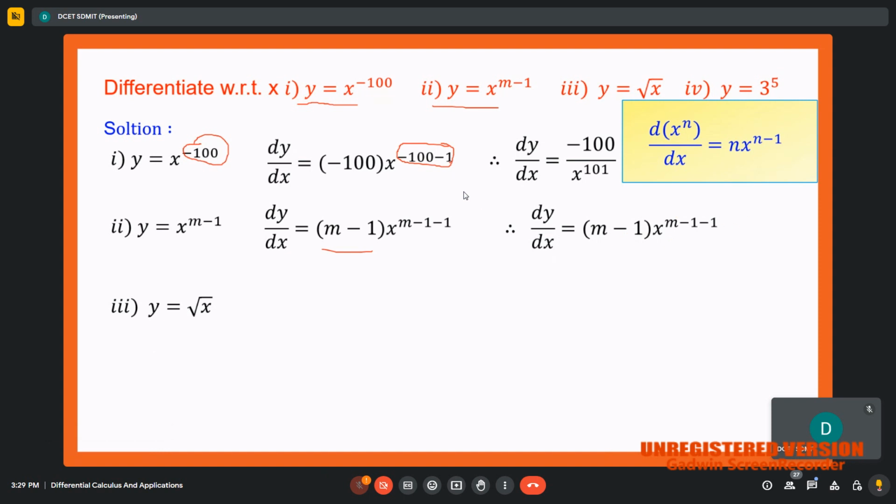Okay. Third one, what is that? y is equal to square root of x. Yes, having the idea regarding this, can you tell me what is the answer for this? y is equal to root x. Can you say? y equal to root x. What is the differentiation of y is equal to root x? dy by dx is equal to how much are you getting?